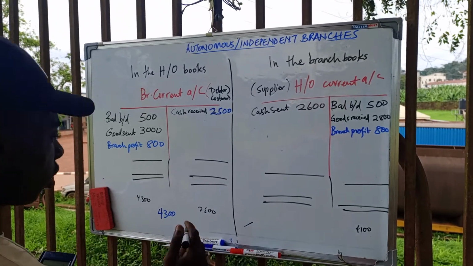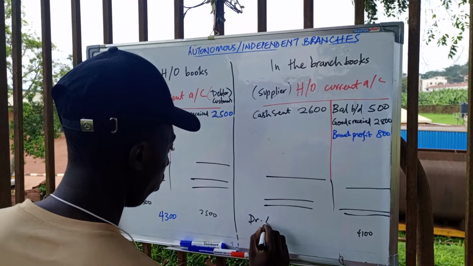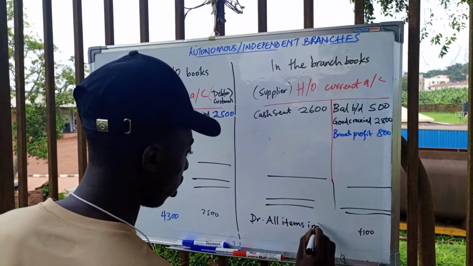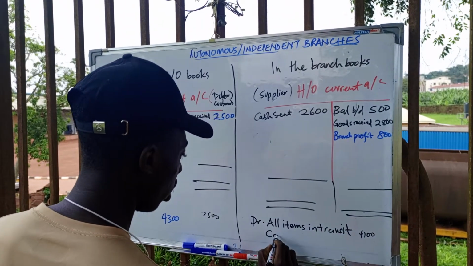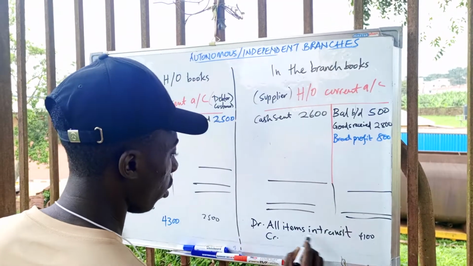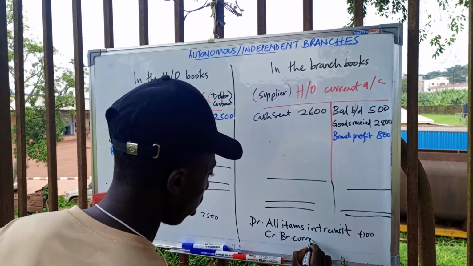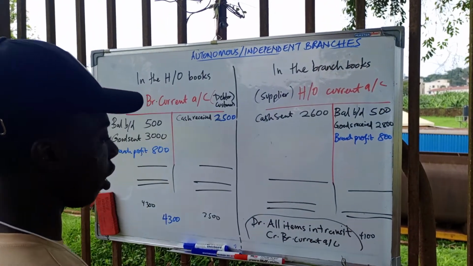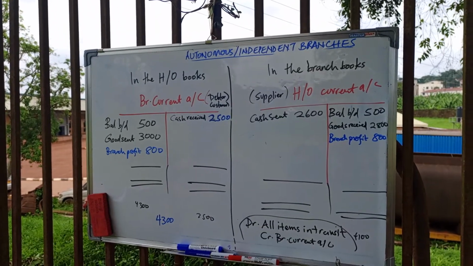We remember the double entry for items in transit. We are supposed to be debiting all items in transit because they are assets in transit. Then we credit the branch current account. This is the double entry for items in transit. So in case we balance off and they are not agreeing, you are supposed to pass this entry to make them reconcile.